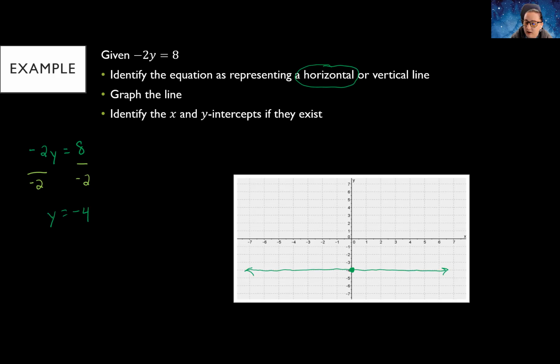In this case, we never cross the x-axis, so we have no x-intercept. But we do have a y-intercept at y equals -4, or the ordered pair would be (0, -4), because it doesn't go through the x, so that's at 0, and then the y is at -4.